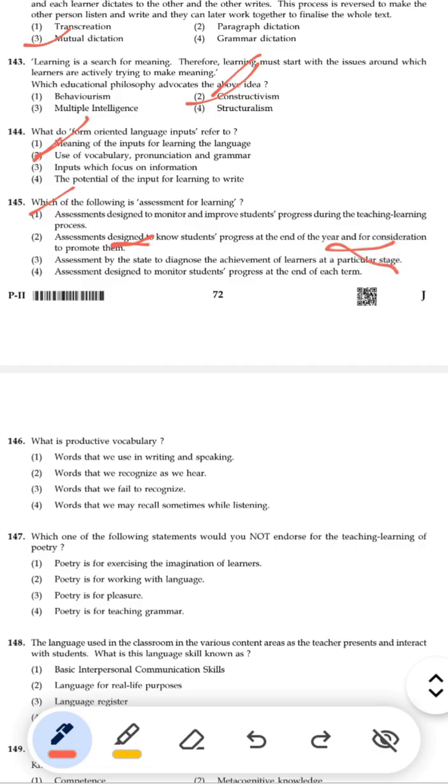Option 4 says assessment designed to monitor students' progress at the end of each term. At the end of each term, even this would be considered as summative assessment, because it is done after an end, meaning when you take classes for a particular period of time and at the end of that session, completely after 5 or 6 months, that would be considered as assessment of learning or summative assessment. So option 1, assessments designed to monitor and improve students' progress during the teaching learning process, is the correct answer.